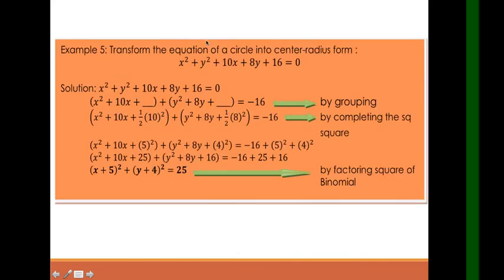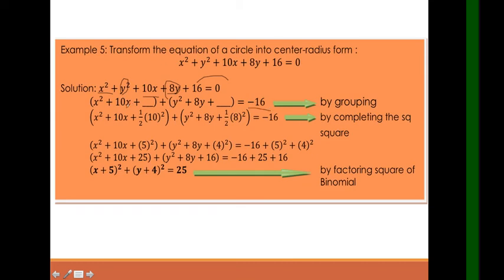Okay, next. Transform the equation of a circle into center-radius form. So, in short, we will make it standard form from general form. So, this one is a general form. To do this, what we will do is combine the x squared and 10x. So, we have x squared plus 10x plus blank plus y squared plus 8y plus blank equals, I will move the 16, so it becomes negative 16.